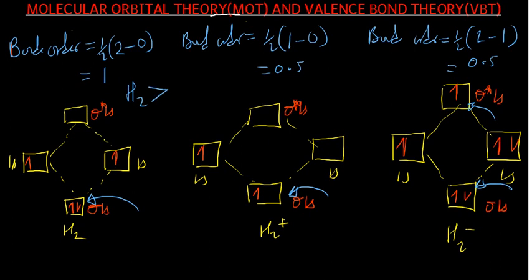So if the 2 have got the same bond order, what you need to look at now is the anti-bonding electron. Okay, the anti-bonding orbital. Does it have any electron or not?